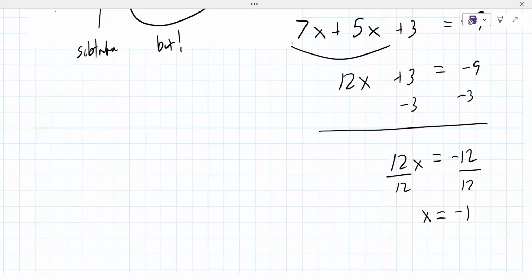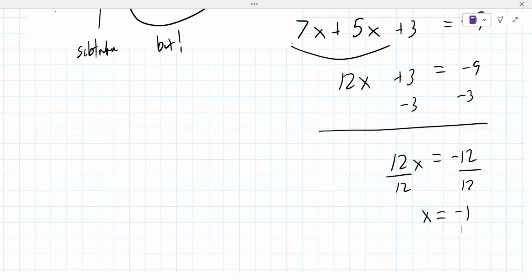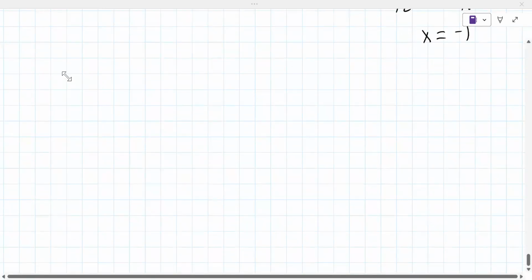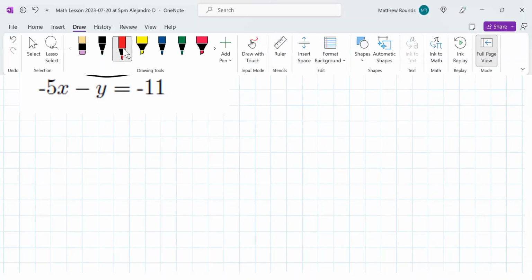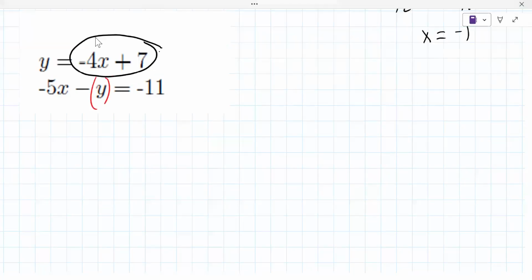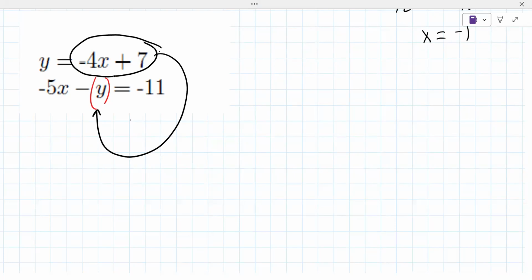So the key, the challenge here is that when the variable is subtracted, like we just talked about, you have to be very careful that you substitute in like that. So let's look at another problem here. I know this isn't super exciting, but we're almost through. Kind of the same deal here. You got one of the variables solved for, y equals minus 4x plus 7. But in the second equation, minus 4x plus 7 is going in for y.